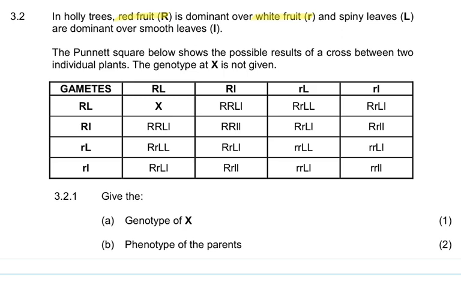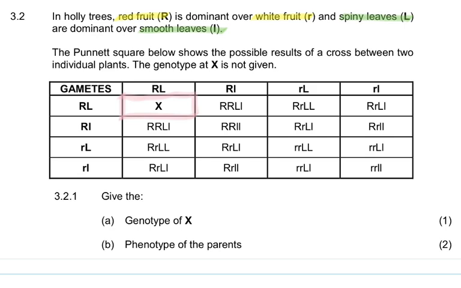And spiny leaves are dominant over smooth leaves. So then we're going to have the leaves a different color. The Punnett square below shows the possible results of a cross between two individual plants. The genotype at X is not given. Now, we can already guess. The moment they say the genotype at X is not given, then their first question is pretty much going to be, give the genotype of X. So let's work that out.